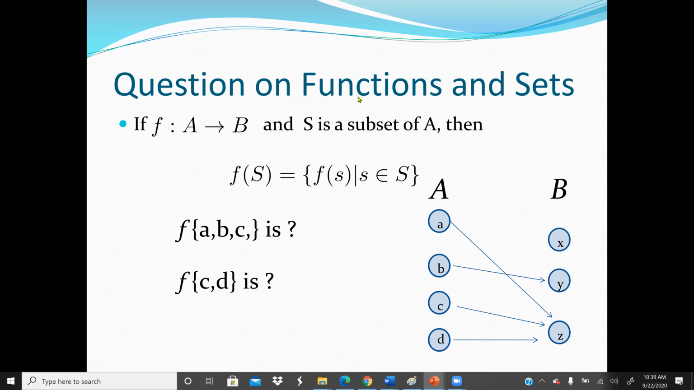Also, we have questions on functions and sets. So here we say if we have a function, the input is A, and it generates the output B. And also S is a subset of A. Then F at S is the function F at S, where S belongs to set uppercase S. So the function ABC, we can look at A, B, C, and that will give me YZ. The function CD will give me Z.